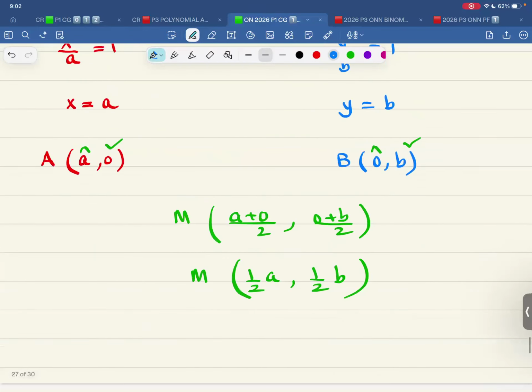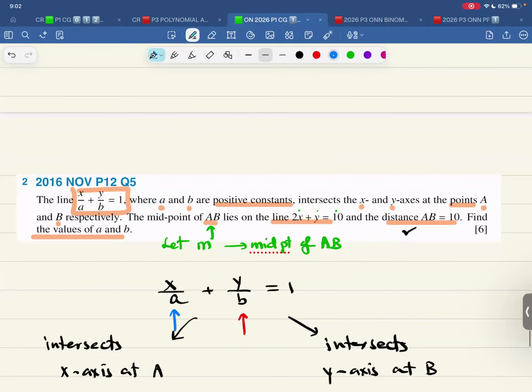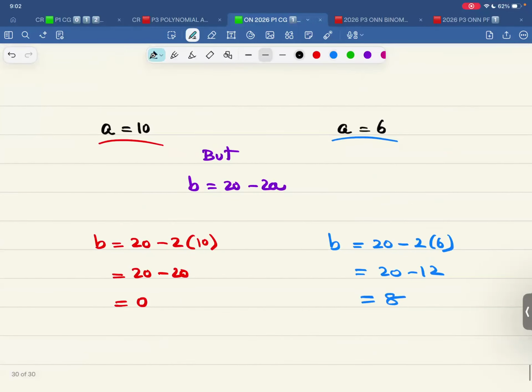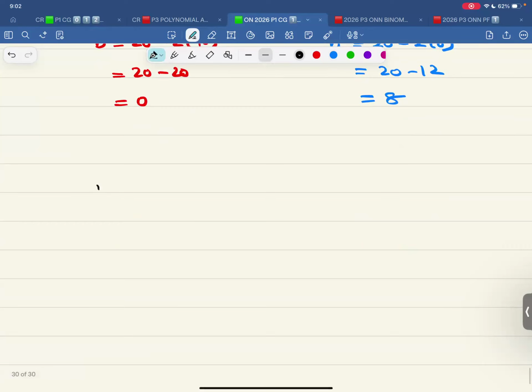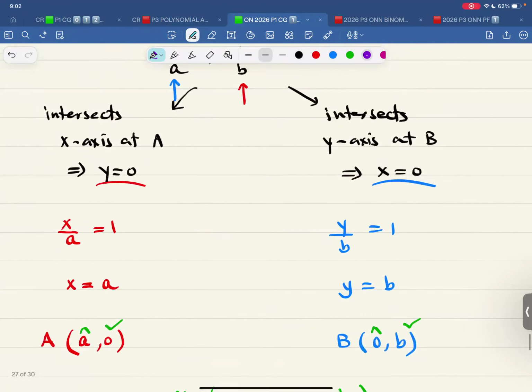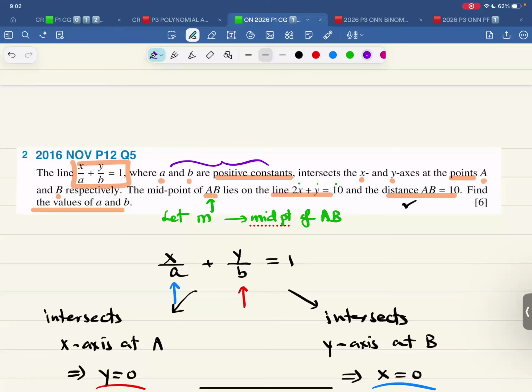What were they asking, by the way? They were asking the values of a and b. So now the first answer is a is 10, b is 0. The second answer is a is 6, b is 8. Now I'll reject one and I'll accept the other. Why am I rejecting it? Because it says a and b are positive constants. 0 is neither positive nor negative.